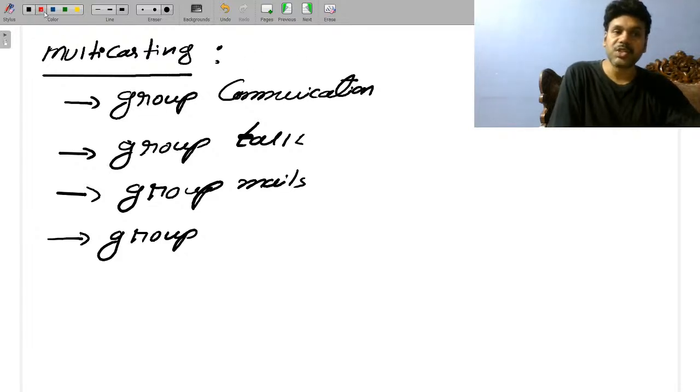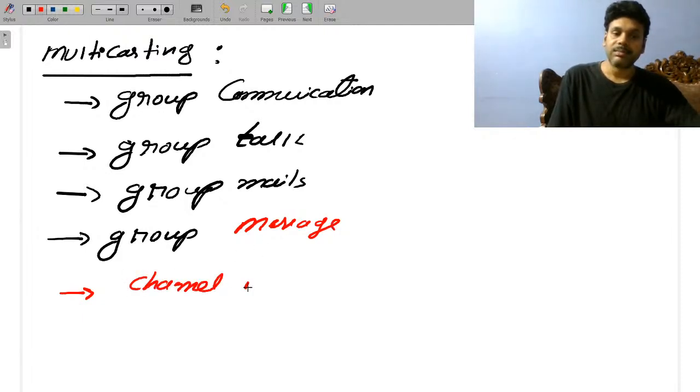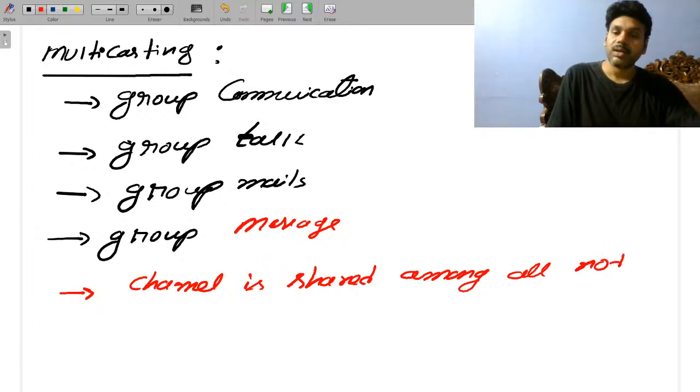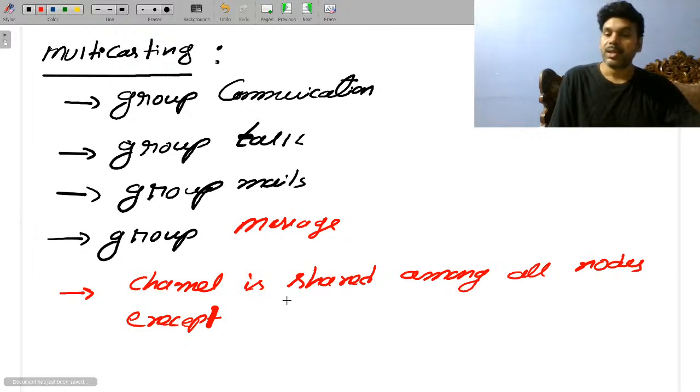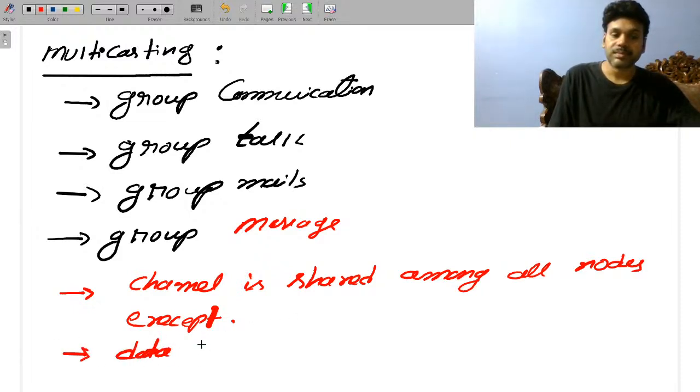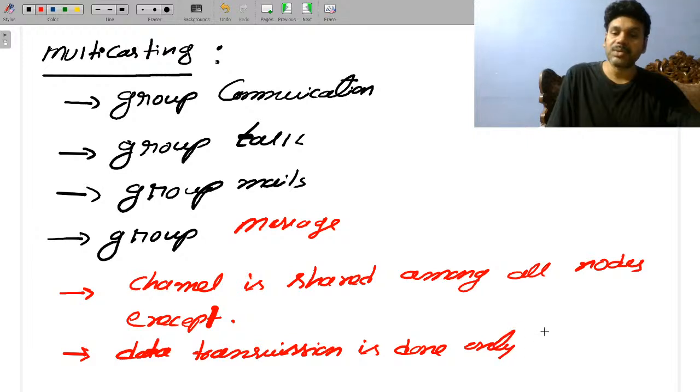Here also, the principle is that the channel is shared among all the nodes, except non-group members. So all the nodes share the channel, but data transmission is done only between group members, not to the non-group members.